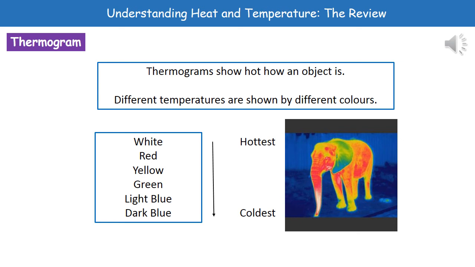Now if you have a look at the different colours we can see there, the hottest part of the elephant is the trunk because it's the white part. Then we go through red, yellow, green, light blue, and finally the coolest part of the whole picture is the dark blue. So the surroundings there are the coldest of all those bits. You do need to remember the colours: whites, reds, yellows are the warm ones, and then the greens, light blues, dark blues are the colder temperatures. So just remember that different colours represent the different temperatures, and the name of that image is a thermogram.